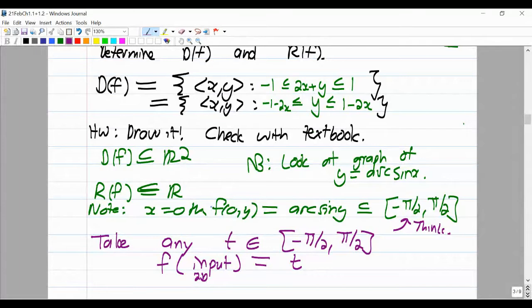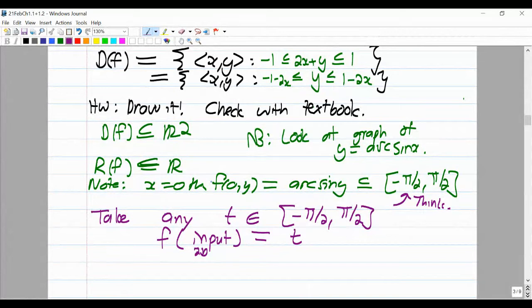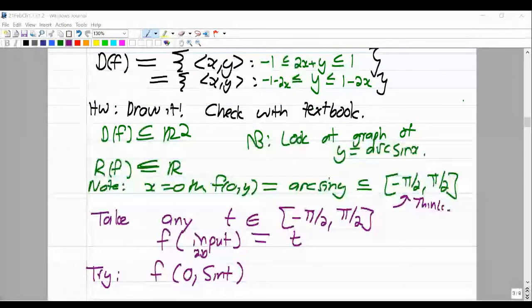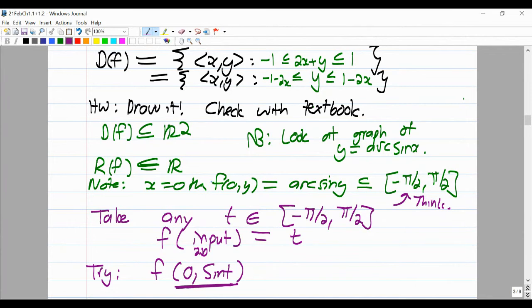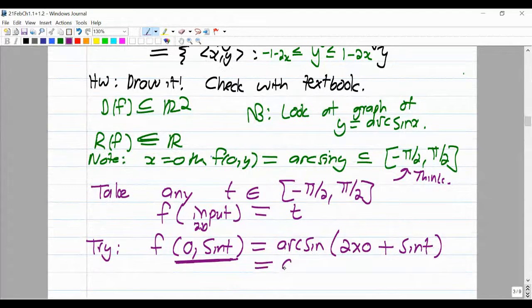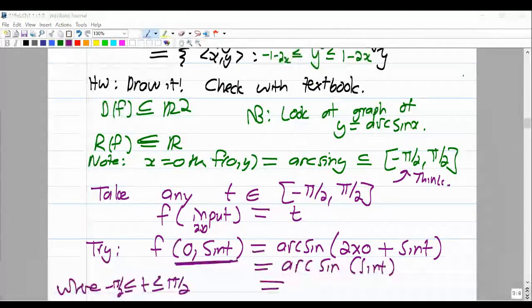And a lot of the time, it's quite fun doing these things. What I would do is I would try the following. It's sometimes a little bit of a guessing game, but let's try this. You see the input is a 2D vector: (0, sine t). And so what is the function that we're dealing with? The function is arcsine of twice the first component plus y. So it becomes arcsine of sine t, where t is in the interval from minus pi over 2 to pi over 2. And what is the answer to this expression? What is arcsine of sine t if t is on this interval? Yebo!